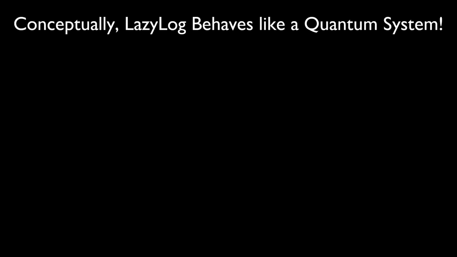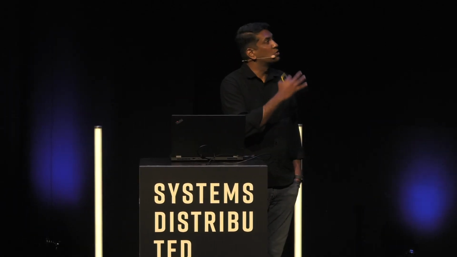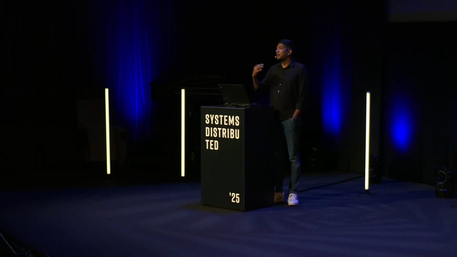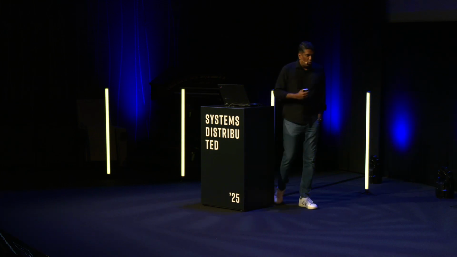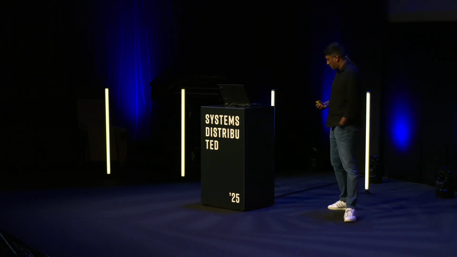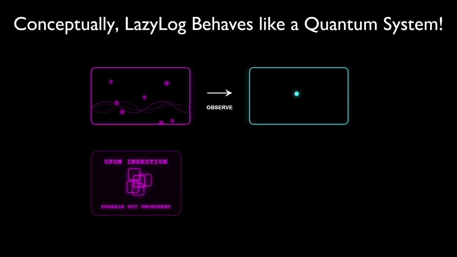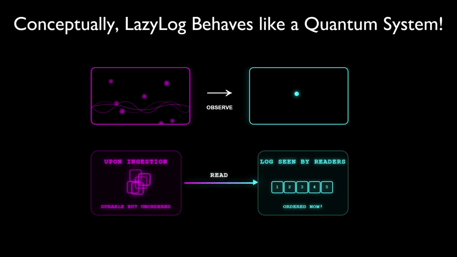So conceptually, you can think of LazyLog as behaving like a quantum system, right? In a quantum system, you have particles which are in a state of superposition unless you make a direct observation. Once you make the observation, the system collapses and gets to a definite state. This is exactly how LazyLog works. When you ingest data into the system, it is durable, but the records are in this fuzzy state. Once you observe the log via a read, it collapses, and then it gives you the definite ordering.